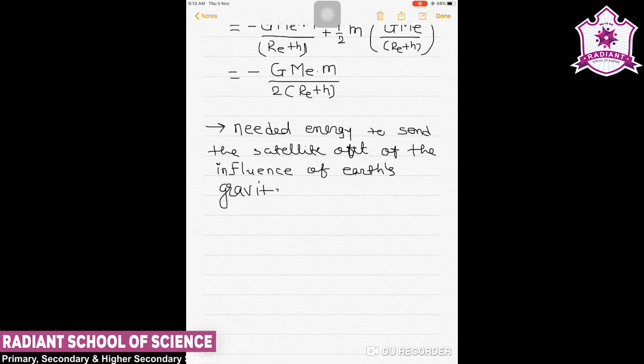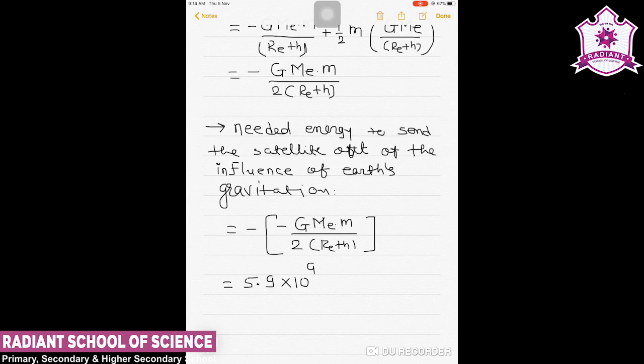We can have the term that is minus of minus G Me m over 2 (Re plus h), and therefore we can simply apply the equation and do the calculation, which comes to the answer 5.9 into 10 to the power 9 joules. So this is the total energy that we need to send it out of the gravitational influence.